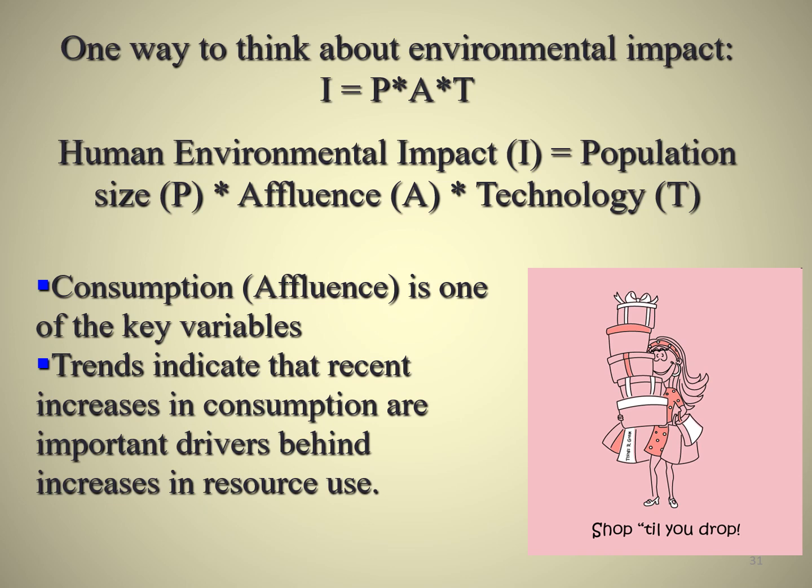Technology can help mitigate human impact on the environment. For example, switching over to solar versus burning fossil fuels, that might reduce impact. However, technology can go both ways. It can also worsen our impact on the environment by allowing us to continue to consume. I'll give you an example in a moment.